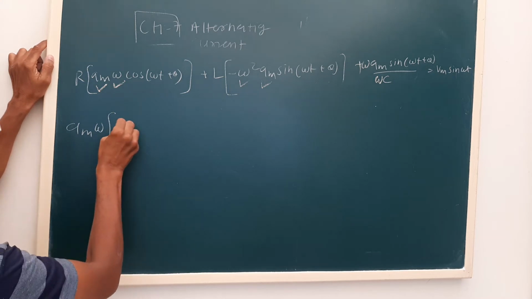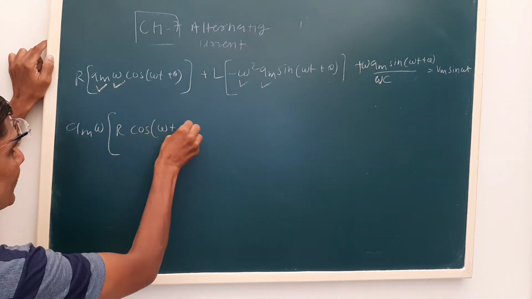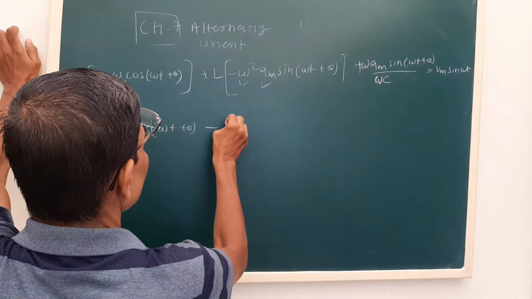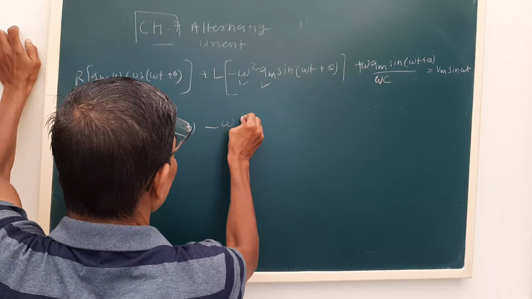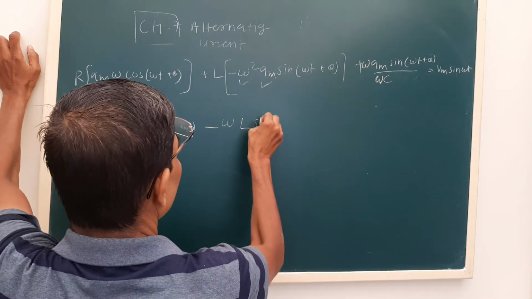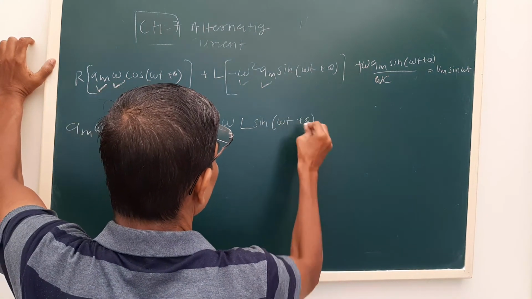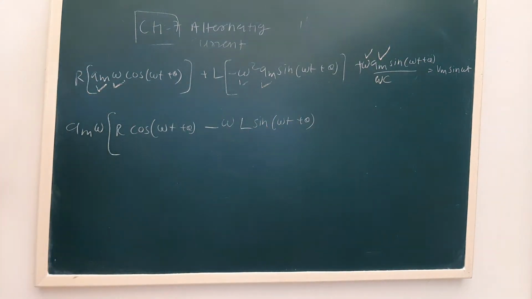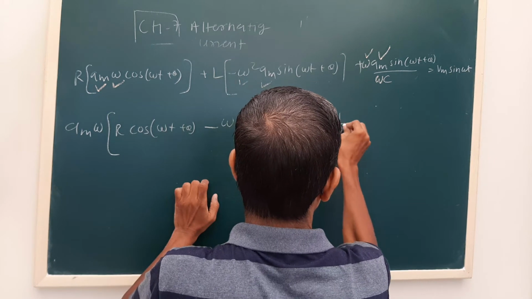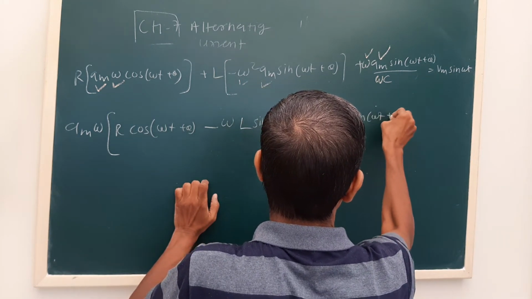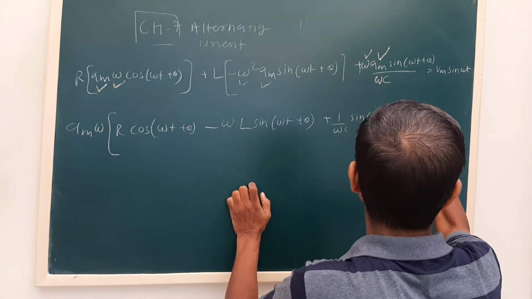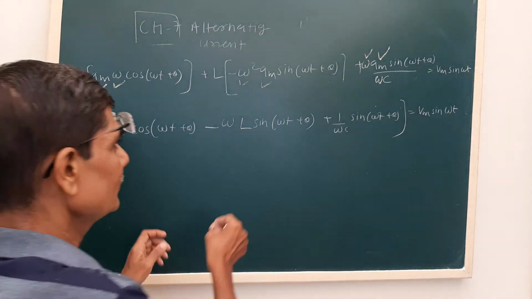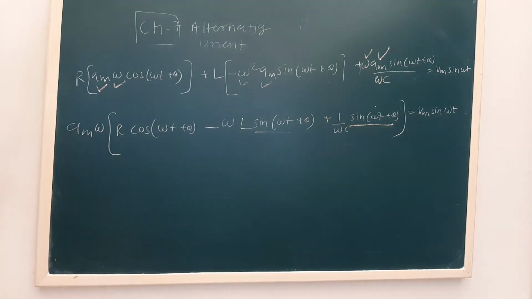So what is left now here? R cos(omega t plus theta), minus Qm into omega taken common, so omega into L sin(omega t plus theta). See, here also Qm into omega we have taken common, 1 upon omega C sin(omega t plus theta), is equal to Vm sin omega t. Now see, I want to keep terms with sin(omega t plus theta) together.